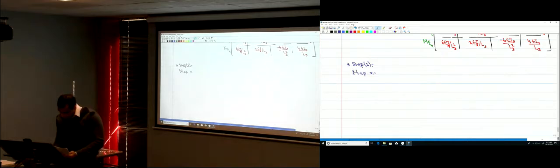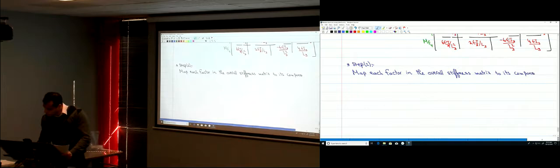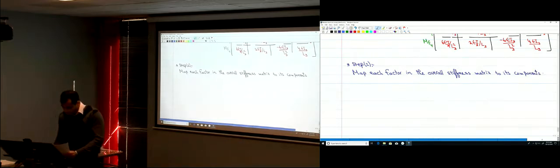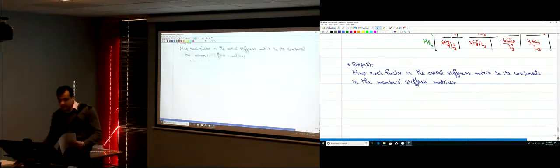Map each factor in the overall stiffness matrix to its components in the members' stiffness matrices. So let's see some examples here on doing this.